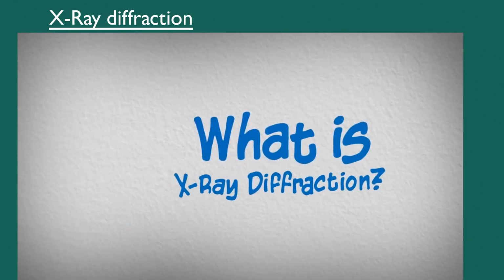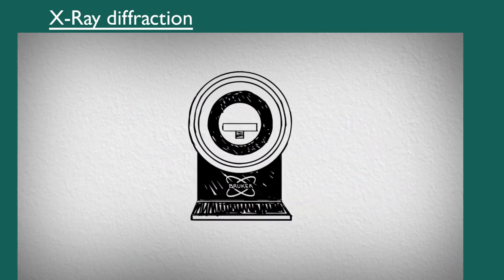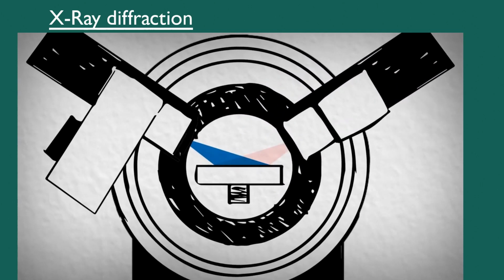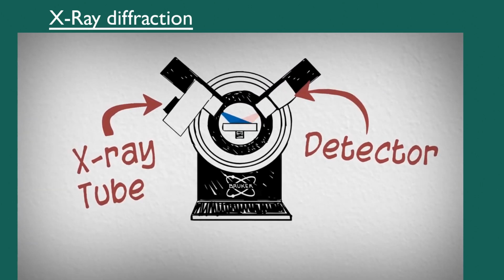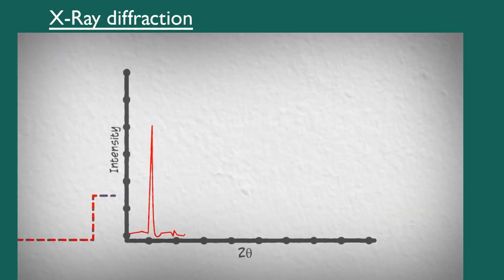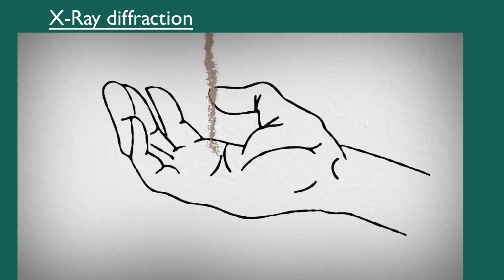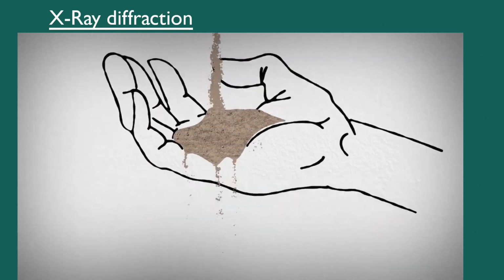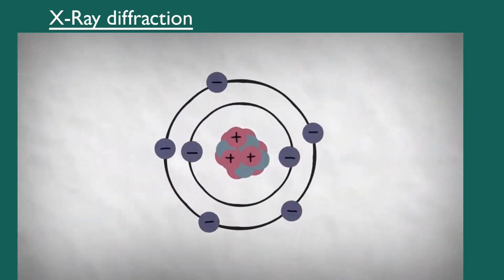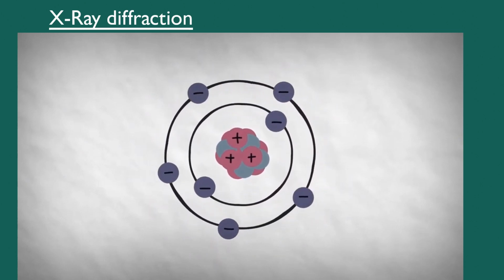And here, what is the meaning of X-ray diffraction? This is the device, and here we put the sample, and this is the X-ray tube and the detector. We represent the X-ray diffraction in charts like this. Any matter consists of small crystals like sand, and these crystals consist of atoms, and the atom contains a nucleus and electrons that revolve around it.